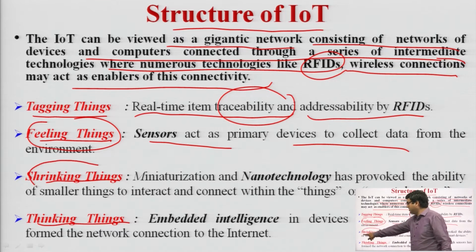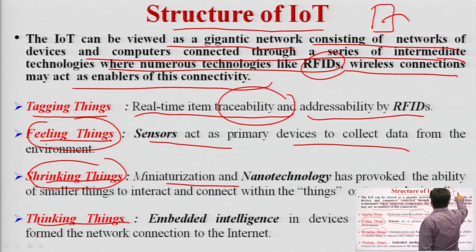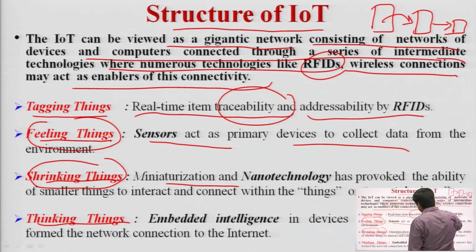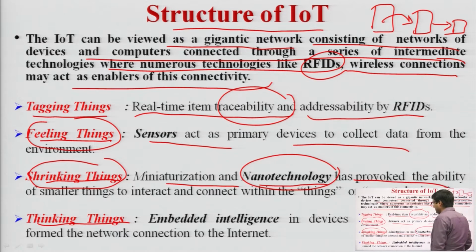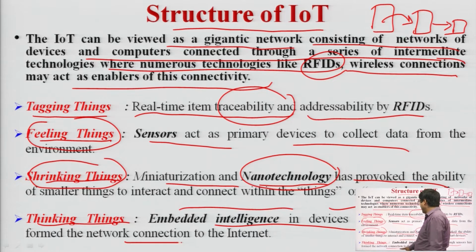After that, shrinking things. Shrinking means very small in size, that is, nanoscale technology and miniaturization is possible. Like chips, we are reducing the size of a chip day by day; miniaturization is going on through shrinking things. Nanotechnology has increased the ability of smaller things to interact and connect within the things or smart devices. Shrinking means small in size. Thinking means things which can think, which can be realized. Here, embedded intelligence in devices through sensors has formed a network connected to the internet.